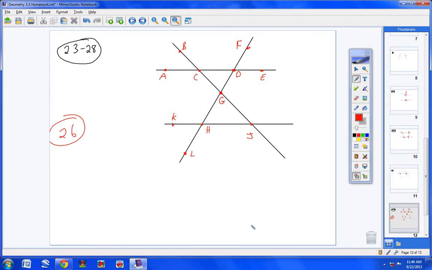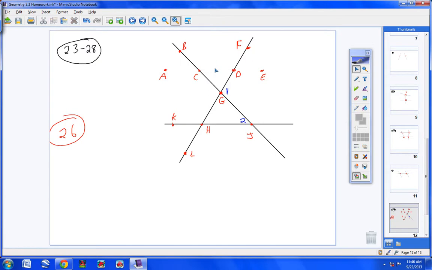Now, if you look at number 26, it says we're dealing with angles D, G, J. So here's D, then G, and then J. We're going to put a 1 there, just so we have it labeled. And then G, J, H. So I go to G, and then J, and then H. So that angle right there, we're going to call angle number 2.